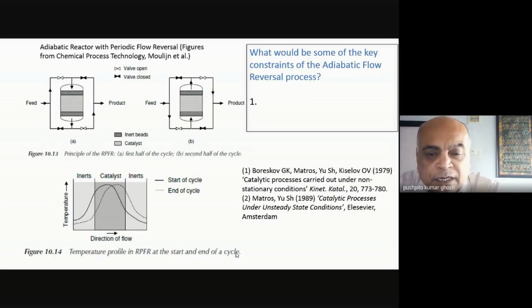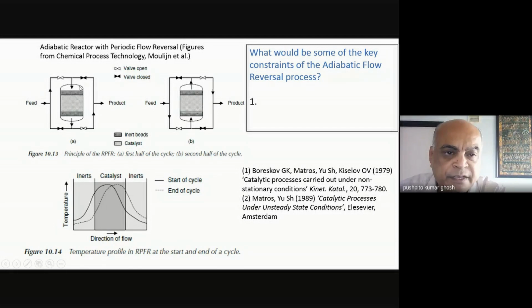remain that way? Let me take you through something which is somewhat different. It still uses the same catalyst and everything, but what these people have tried to do, it's done by the Russians, is that they tried to ask that, is it possible to do this whole process in an adiabatic manner? Well, they must have had their own reasons for wanting to try it out. You'll find some more details on this in this book by Molin. It's known as adiabatic reactor with periodic flow reversal.